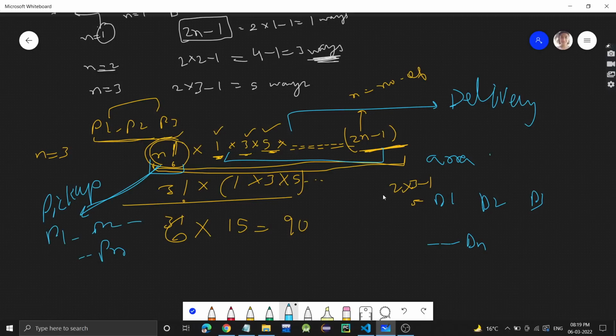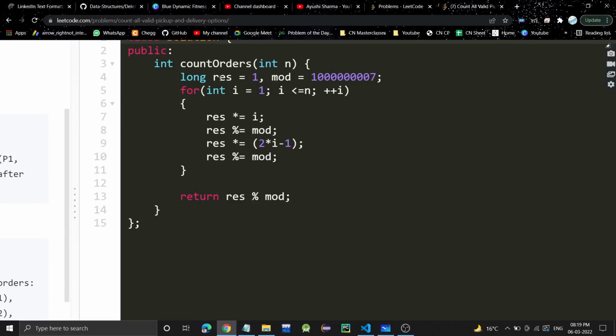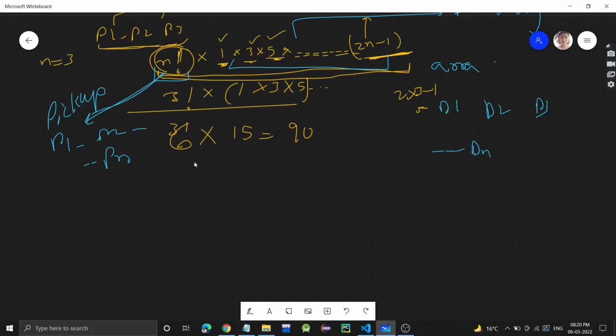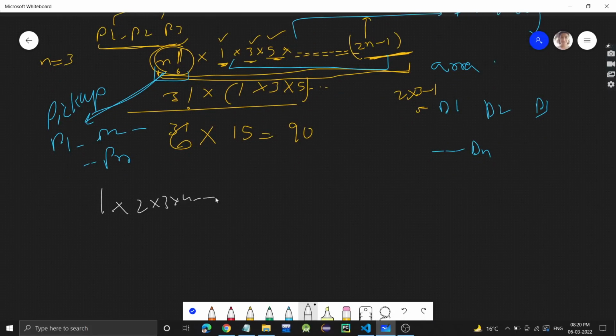Fine, delivery arrangements. So see, we have taken this res variable and we have taken it long. Obviously we have to do modulus, so we have taken this modulus as well, and we are starting the loop from i to n. We have to find this factorial, right? So side by side we will be calculating the factorial. So factorial will be n factorial, starting from 1 into 2 into 3 into 4 up till n, multiplied by this thing, 1 into 3 into 5 up till 2n minus 1.